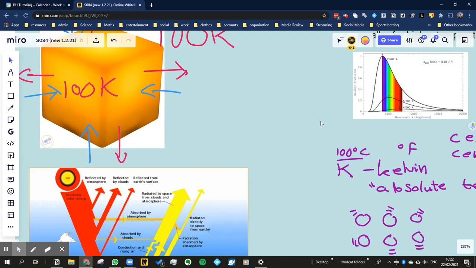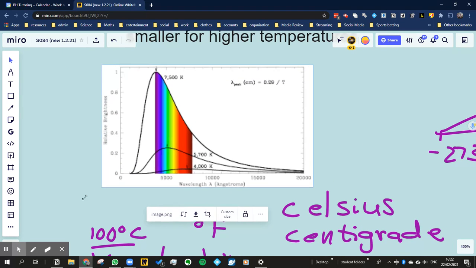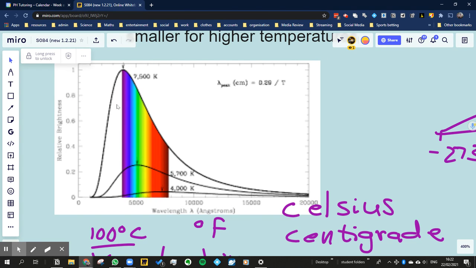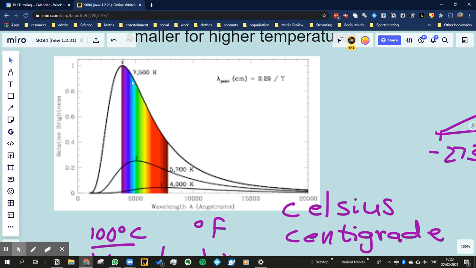So if we look closely at this graph here, I'll just make it a little bit bigger. What it's saying is that the tallest one represents the distribution of wavelengths when something is really, really hot. In other words, the maximum, the most common wavelength, is this kind of violet colour right at the end of the visible spectrum. But clearly, if you look beyond that, there's still other radiation being emitted. It's just that we can't see it. So this would be ultraviolet.